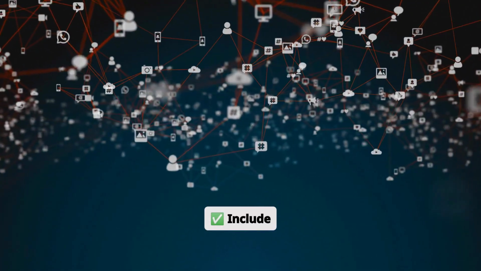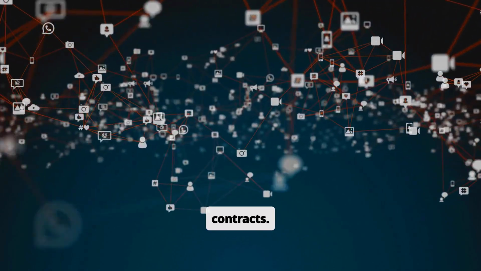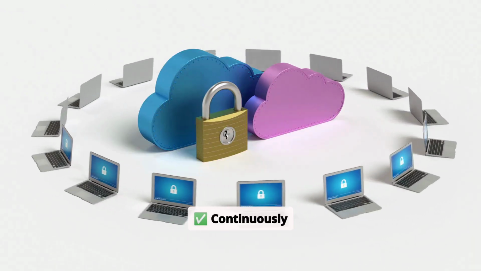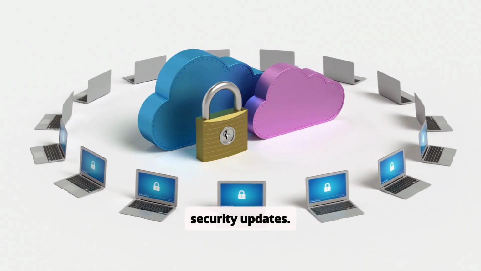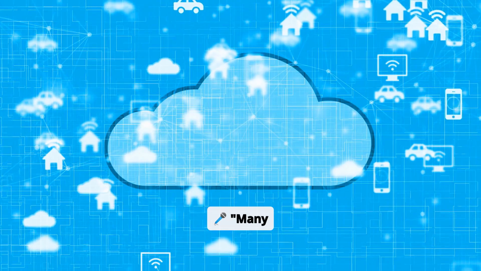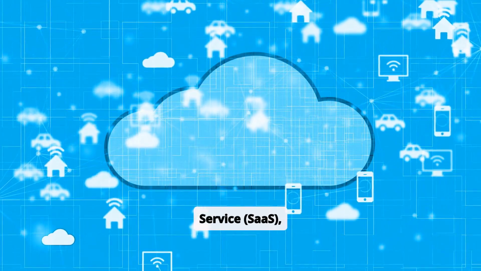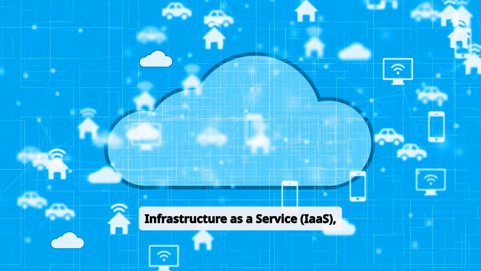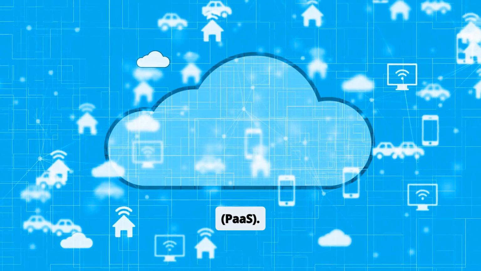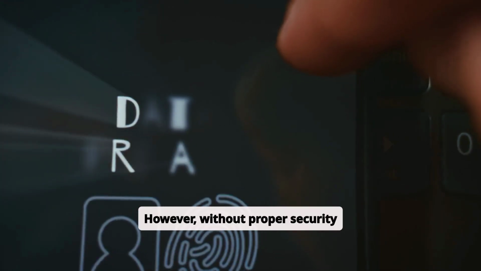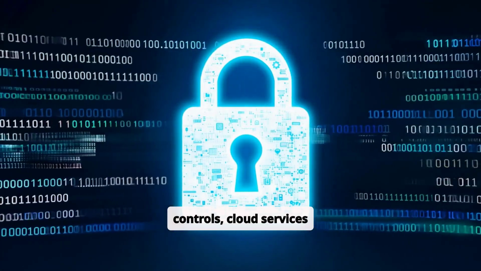Include security requirements in vendor contracts. Continuously monitor third-party services for security updates. Many organizations rely on cloud-based services, such as software as a service (SaaS), infrastructure as a service (IaaS), and platform as a service (PaaS). However, without proper security controls, cloud services can introduce data security risks.